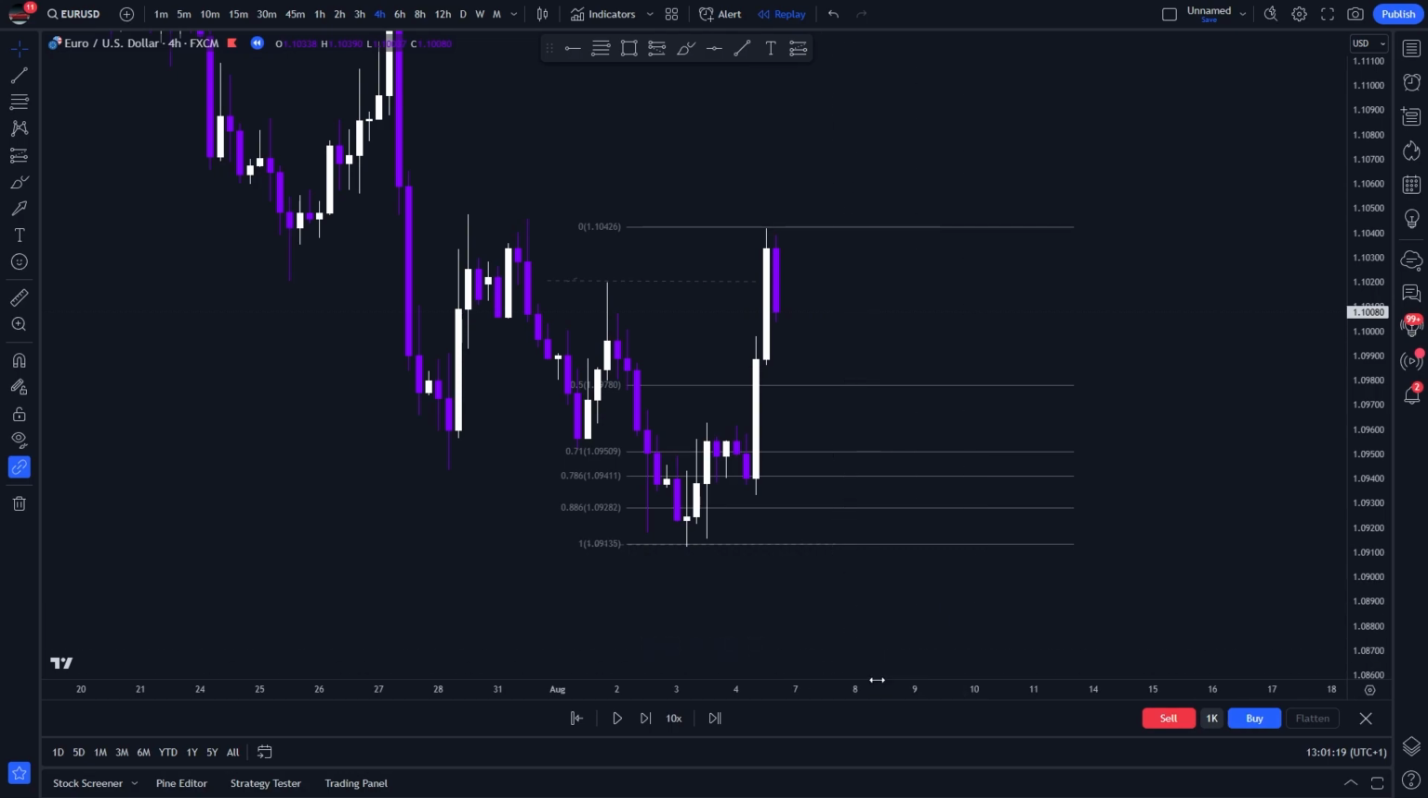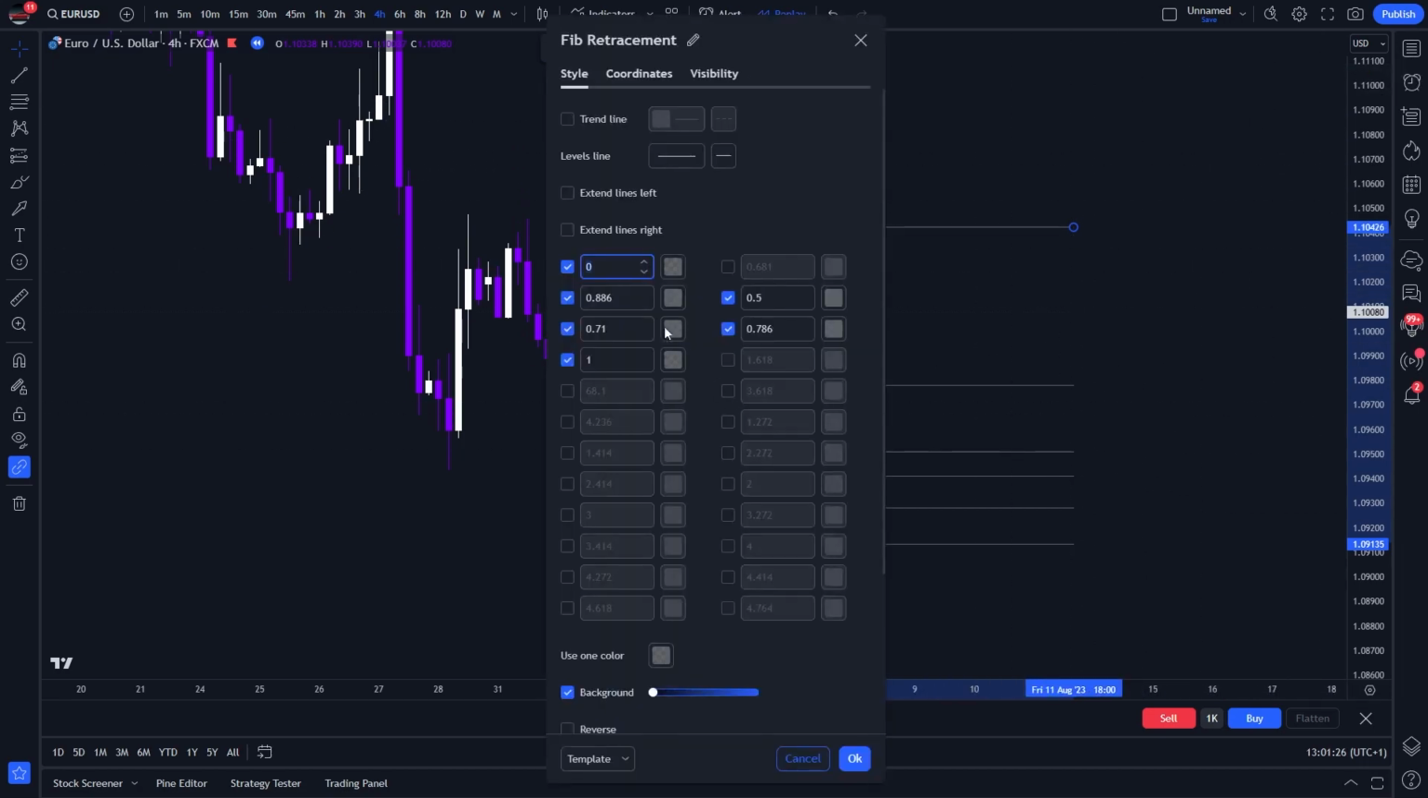This is where you expect the buyers to really step in, this zone right here. You want my levels on the fib? There you go. Pause the video, copy them.